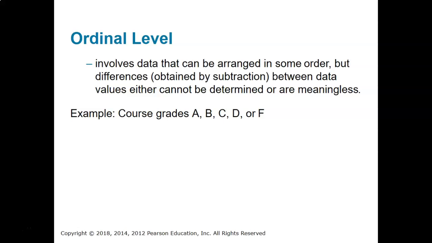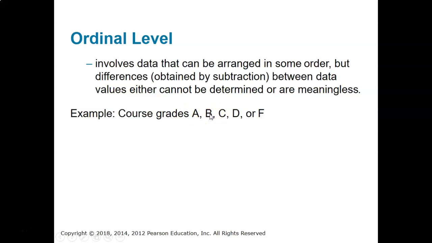Ordinal is where we start having some order. It involves data that's arranged in some order, but the differences obtained by subtraction between data values either cannot be determined or are meaningless. So for instance, if we're looking at course grades, obviously if you make an A, you've done better in the class than somebody that made a B or somebody that made a C. But the difference between an A and a B and a B and a C may not be the same, because with an A, you might have a 99, but with a B, you might have an 89 or an 81. We don't really know. And so the differences either can't be determined or really aren't meaningful. We just know that one is better than the other.